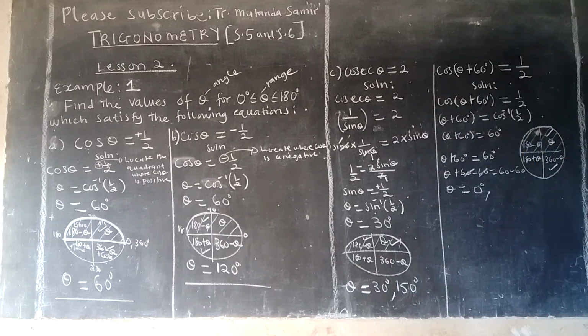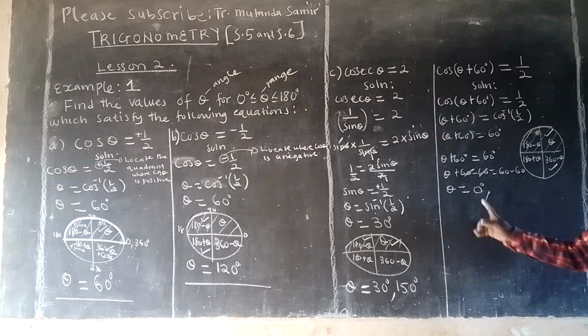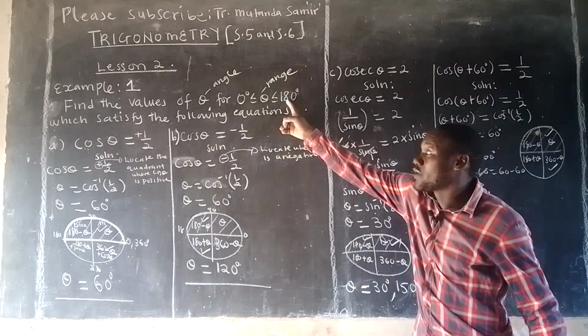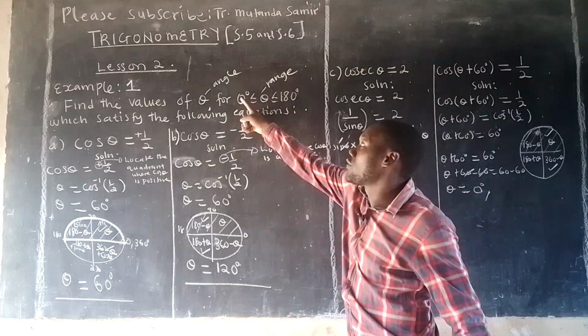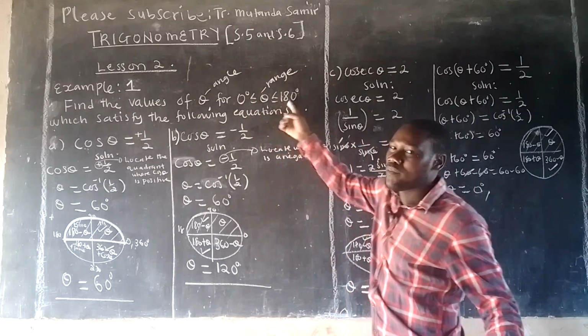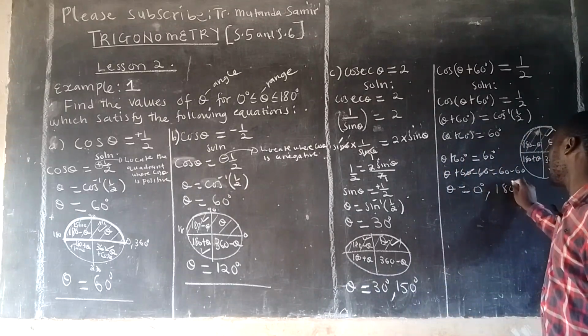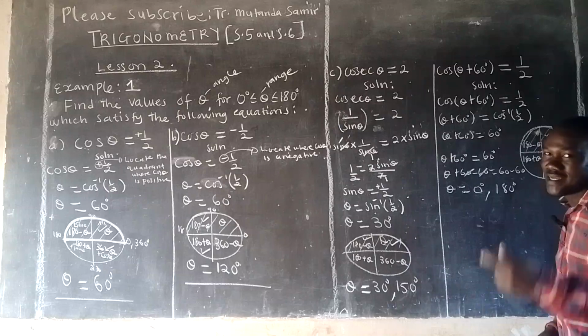Now, I want to give you another hint. Whenever you see that the answer you have is 0 degrees, then you are also advised to report 180. Why? Because in the range you have 0. Whenever you see 0, report 180 also, because it exists in the range. So I will say 180 degrees. That has been lesson 1.